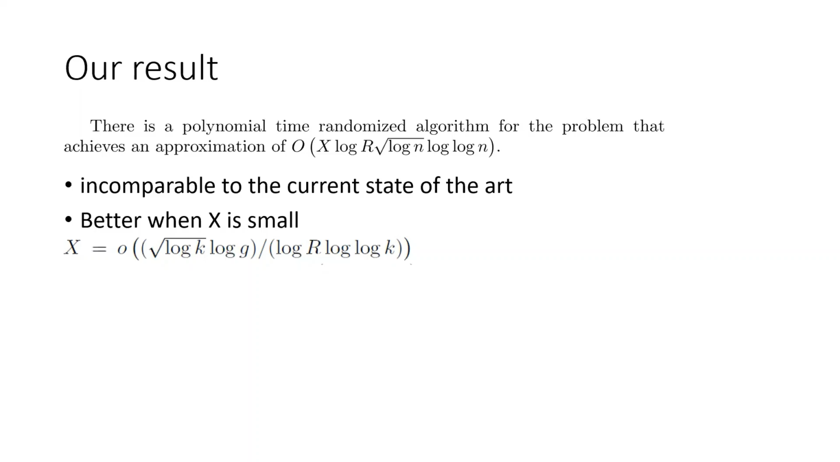So we see that this is incomparable to the previous works, but it is better when X is small, specifically when it is smaller than the factor shown here at the bottom of the slide, where K, as we recall, is the number of all the vertices in the sets, and G is the number of the sets, and R the same, the sum of the requirements. And so that is when it is better.